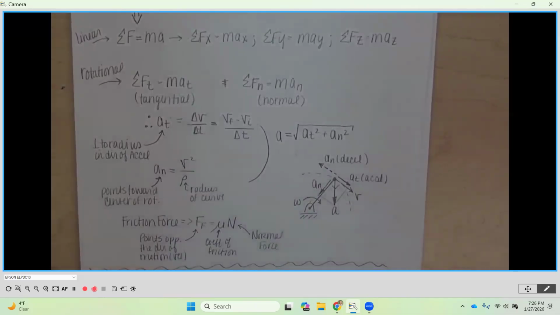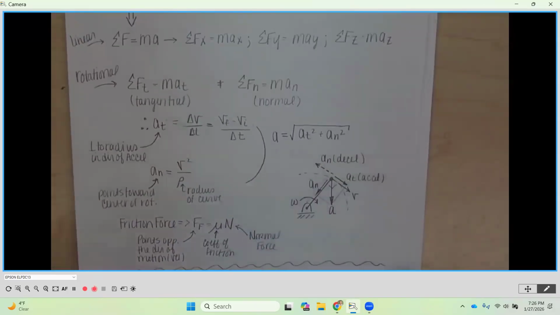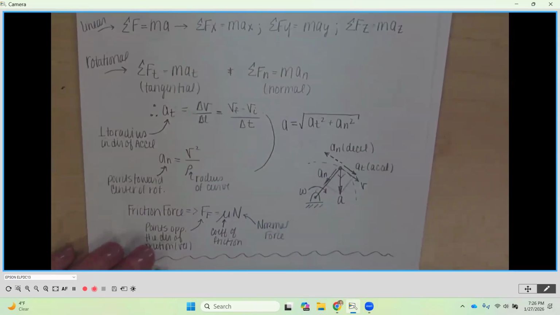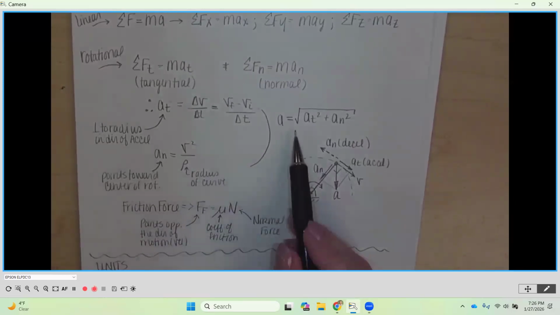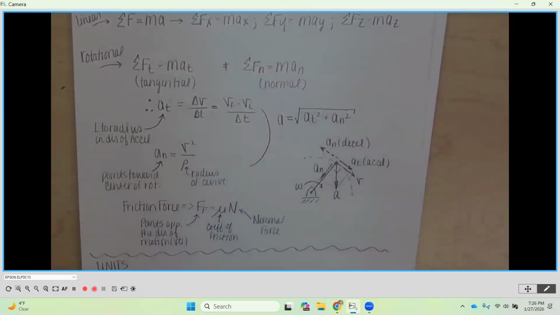Using those two components of acceleration, which are 90 degrees to one another, tangential and normal, we can find the total or resultant acceleration by taking the Pythagorean theorem's form, where it would be the square root of the tangential squared plus the normal squared.